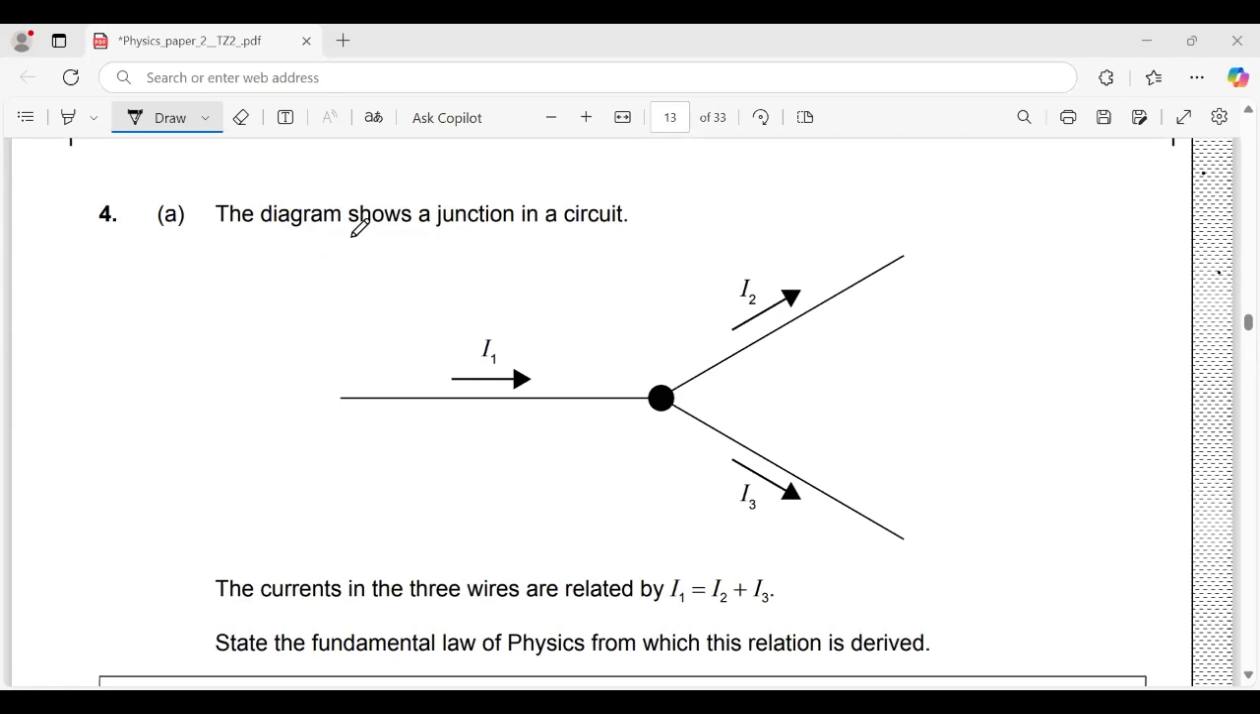Number 4, the diagram shows a junction in a circuit. The circuit with the junction.